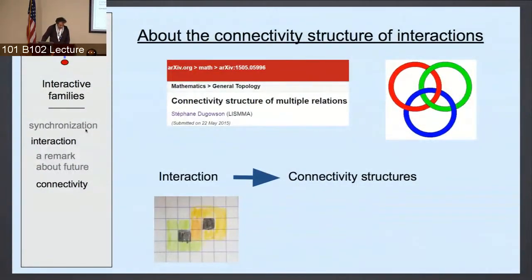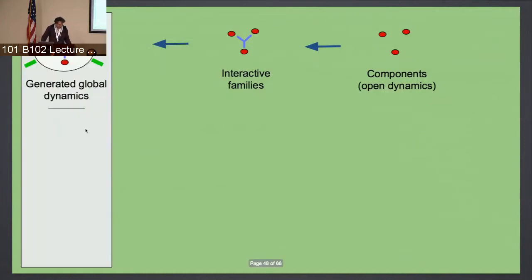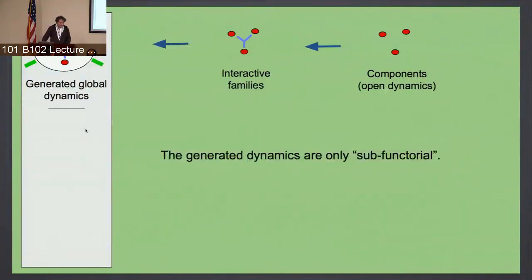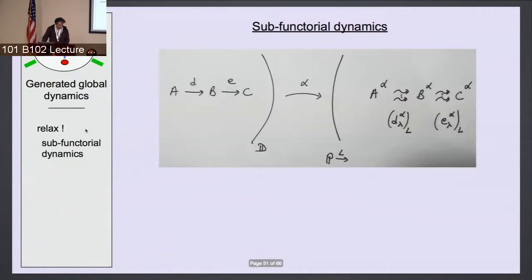But now, to any interactive family, we naturally want to associate a global open functorial dynamic. We can do this by defining the transitions of such a global dynamic from realizations of its components. But it appears that in general those generated dynamics are not functorial, but only what I call sub-functorial. Technically, this can be interpreted as a kind of lax functoriality. More precisely, sub-functorial dynamic alpha has to respect those inclusion properties.